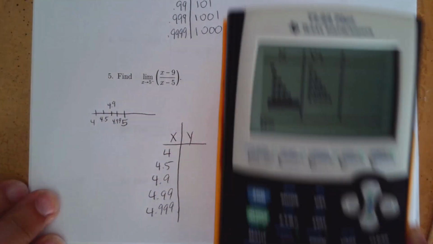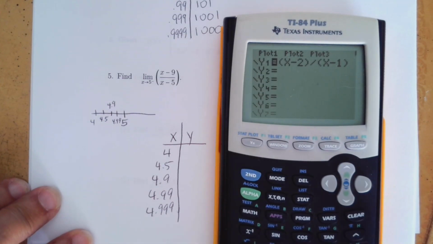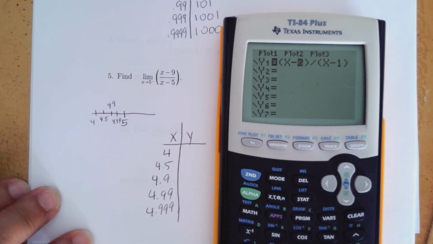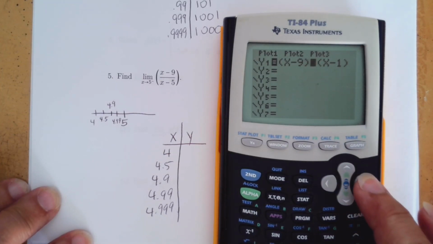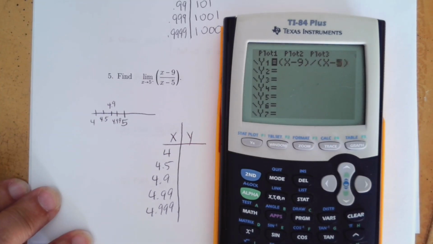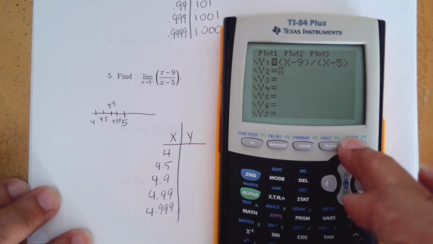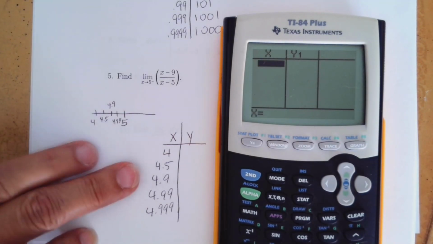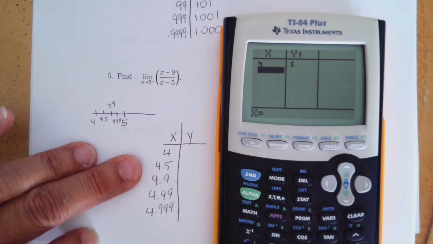All right. So again, I'm going to go back to y equals. And because I just have the same kind of answer, I'm just going to substitute in 9 for 2 and 5 for the 1. Both were minus. Just make sure. And then hit enter. So it registers and clears out the old one. Go back to your table, hit delete, get rid of those. And then we're going to put in these numbers. So 4, 4.5, 4.9, 4.99.